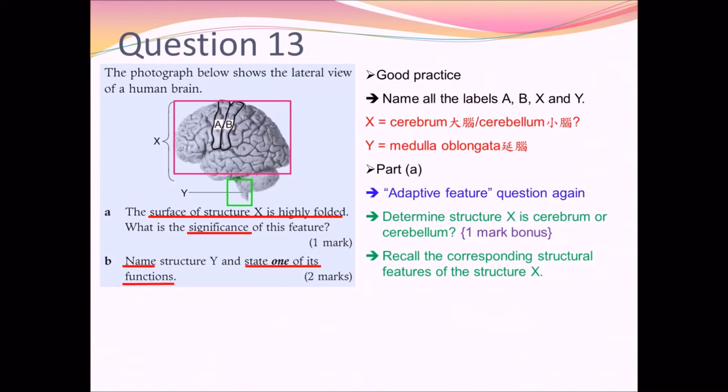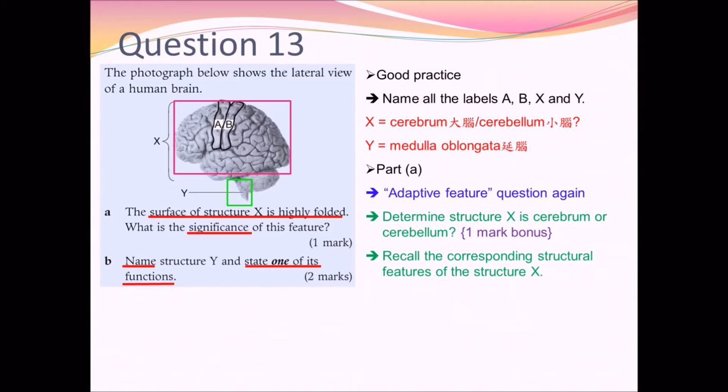So for X, what is it? Is it cerebrum or cerebellum? You tell me. And for Y, I tell you, Y is medulla oblongata. You know this first. And then for part A, the question is talking about the surface of structure X being highly folded, and what is the significance of this feature? It is the type of adaptive features question.